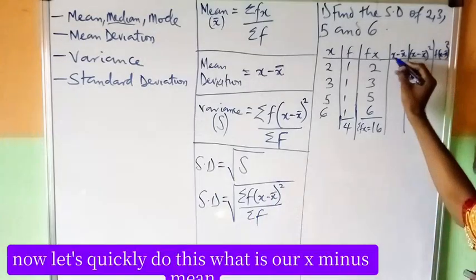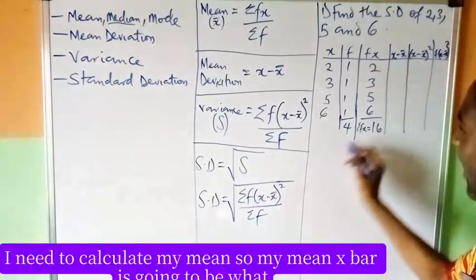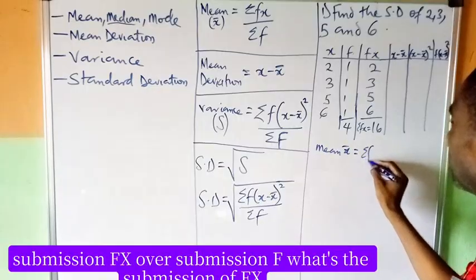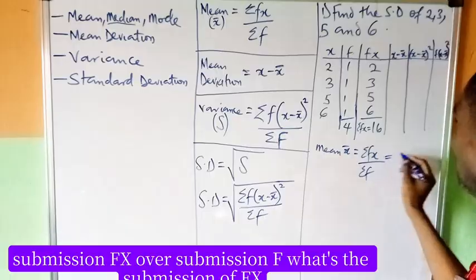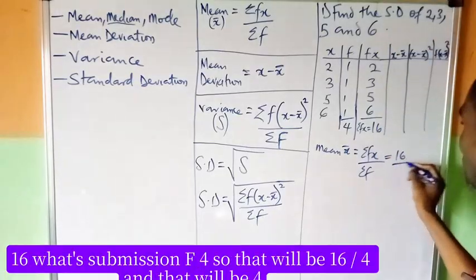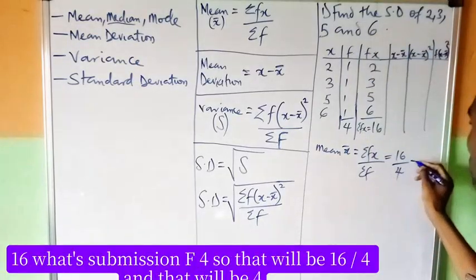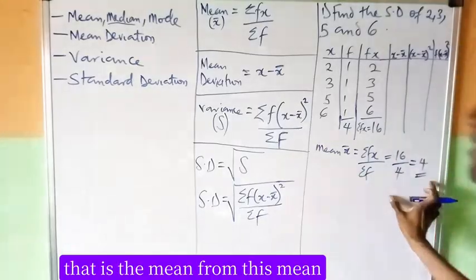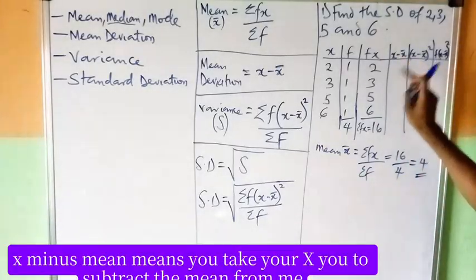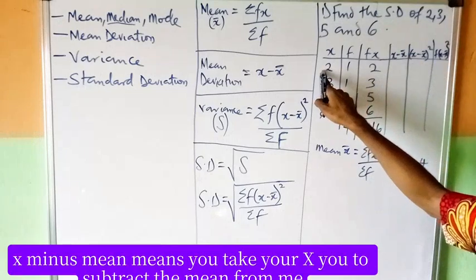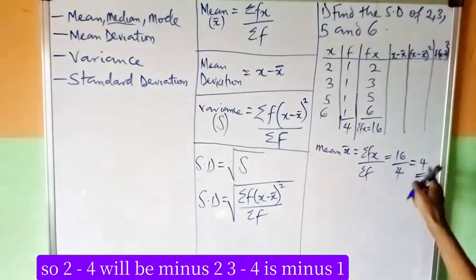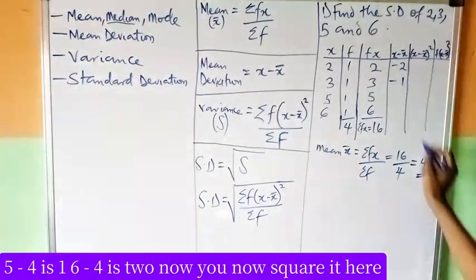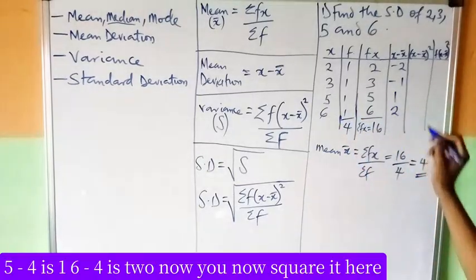Now let's quickly do this. What is our x minus mean? I need to calculate my mean. My mean x bar is summation fx over summation f. The summation of fx is 16, summation f is 4, so 16 divided by 4 is 4. That is the mean. X minus mean means you take your x and subtract the mean from it. So 2 minus 4 is minus 2, 3 minus 4 is minus 1, 5 minus 4 is 1, 6 minus 4 is 2.